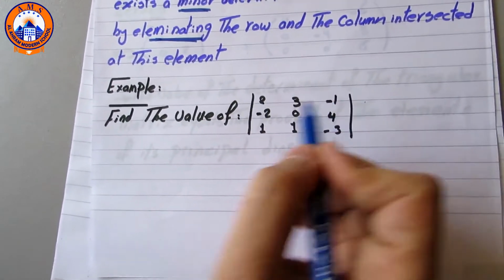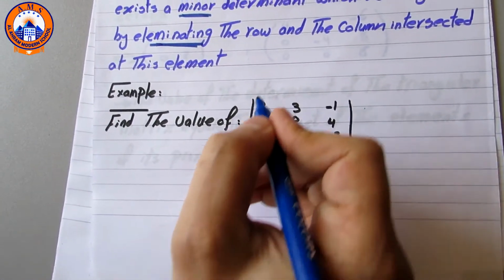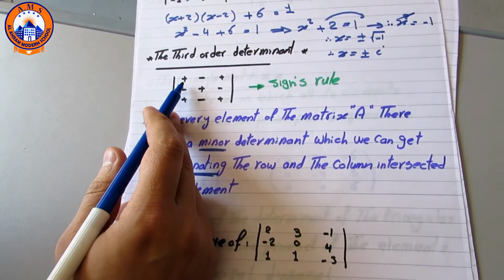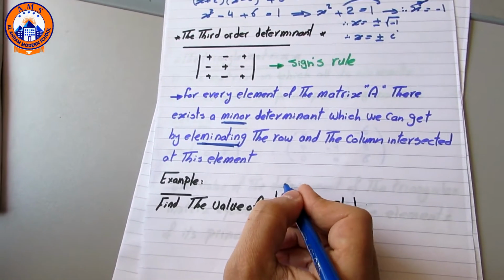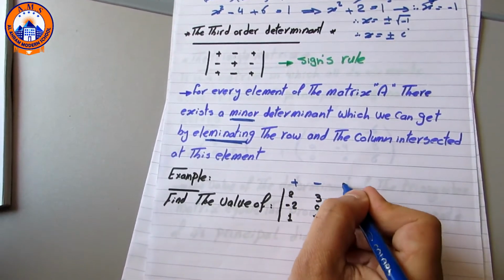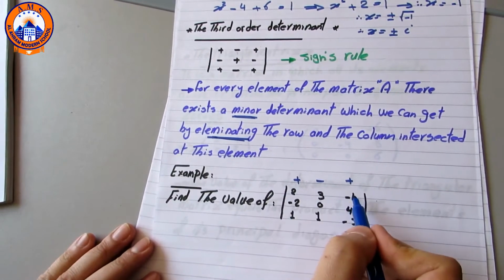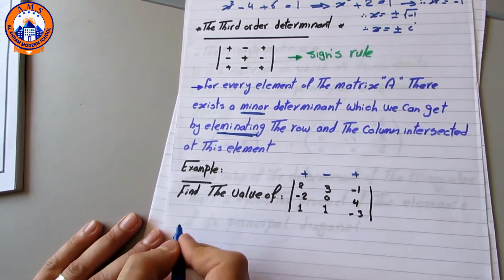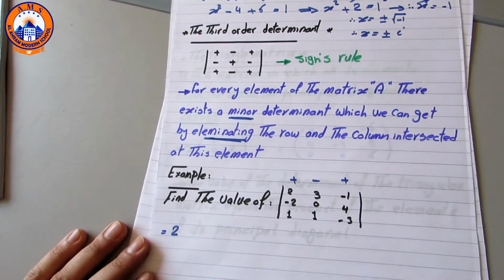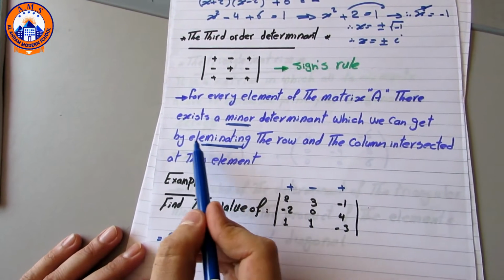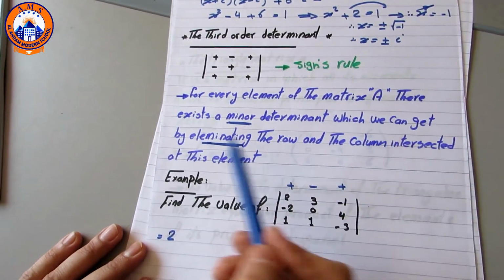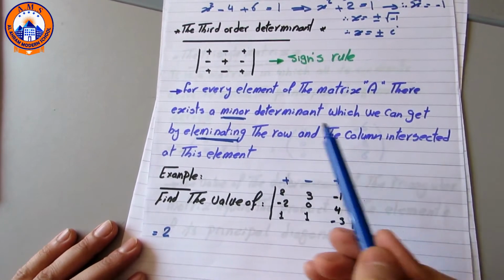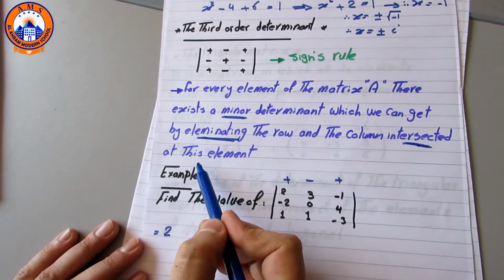Choose any row or any column to work. For example, I will choose the first row. Again, the first row, positive, negative, positive. I will choose the first row. What about the first element in the first row? Number 2. Look, number 2. I said determinant which we can get by eliminating. So you have to cancel. Cancel what? Cancel the row and the column intersected by this element.